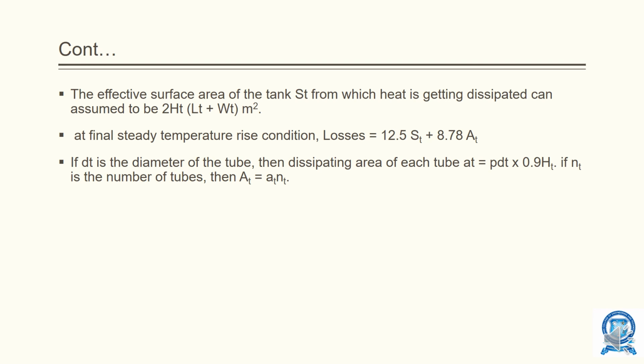The effective surface area of the tank ST, from which heat is dissipated, can be assumed to be 2HT(LT plus WT) meter square. At final steady temperature rise condition, losses are equal to 12.5 ST plus 8.78 AT. If dt is the diameter of the tube, then the dissipating area of each tube is pi dt into 0.9 HT. If nt is the number of tubes, then AT is equal to small at into nt. Thank you.